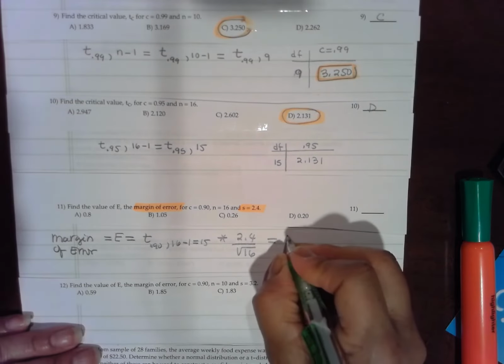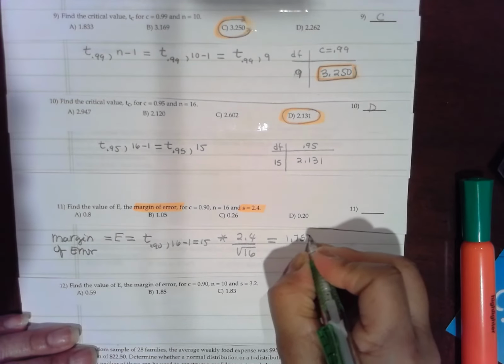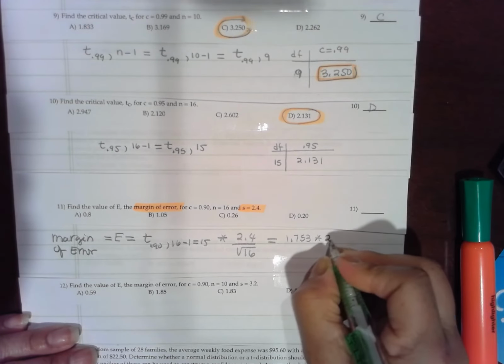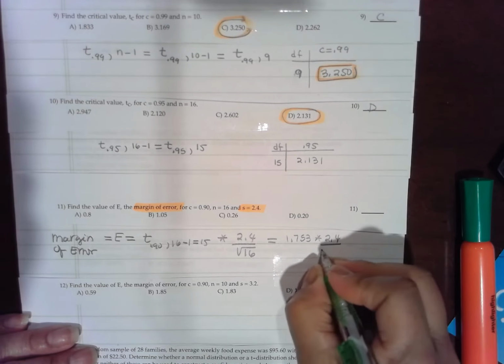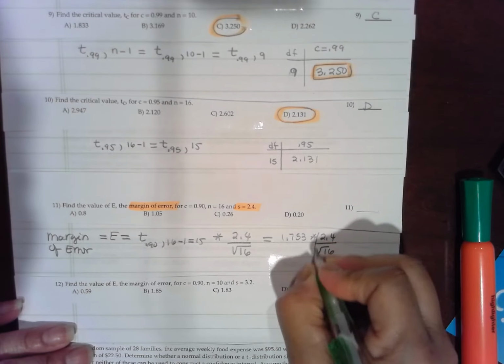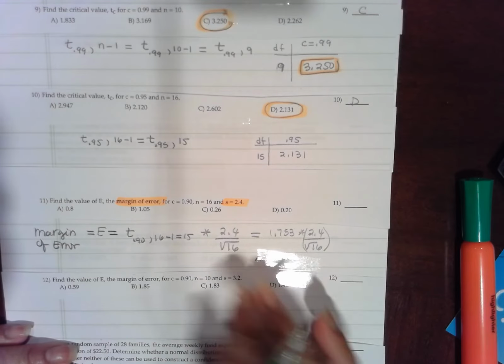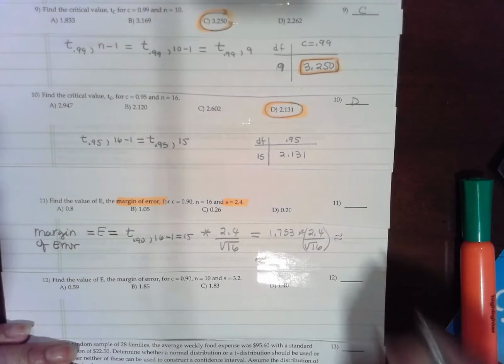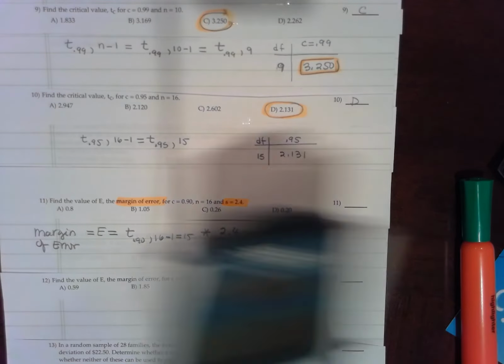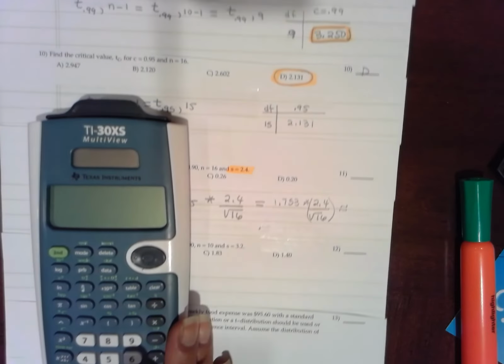So 15 and 0.90, that is 1.753. So 1.753 will be multiplied by the sample standard deviation divided by the square root of 16. We tend to round that. If you look at the answers, everything is rounded to 2 decimal places.